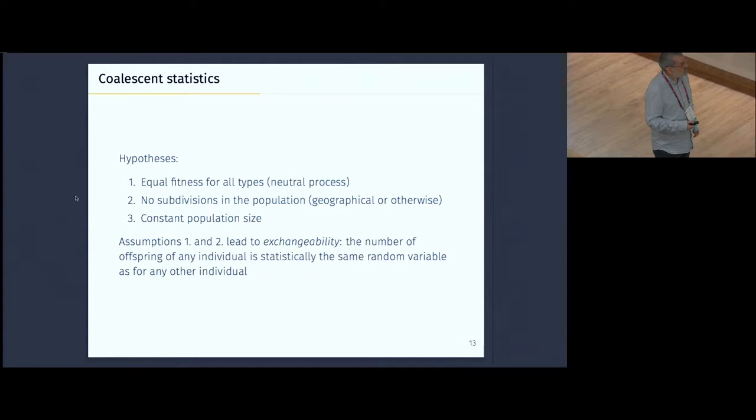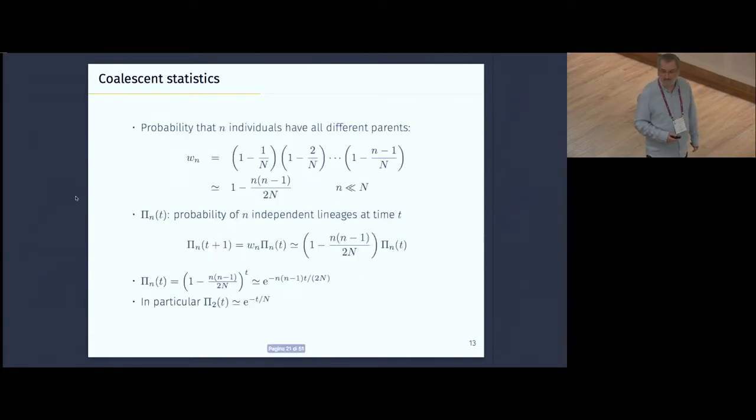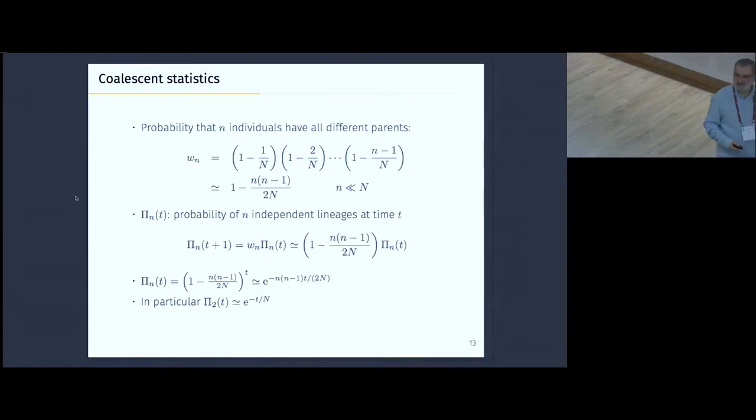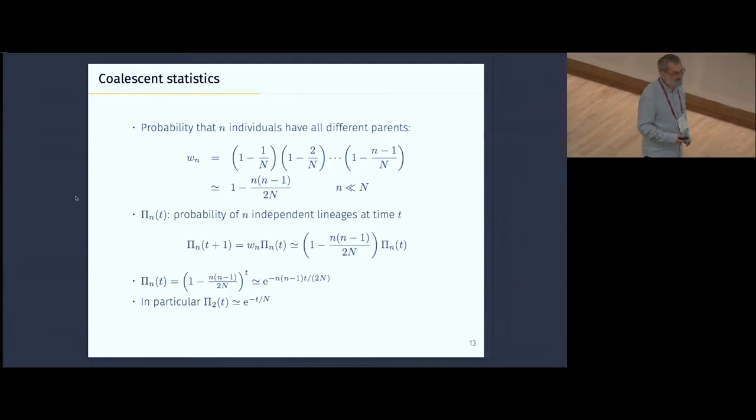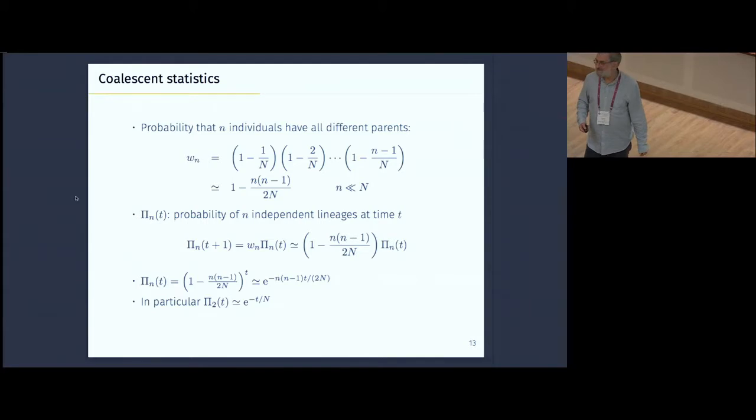So the number of offspring of any individual is statistically the same random variable as for any other individual. And you can work out as an exercise what is the distribution of offspring of an individual. I won't do this exercise for now. You will do it in your head. And now we look at the problem, say, the statistics of the coalescent. Looks very nice. So let's ask, what is the probability that n individuals have all different parents in one generation?